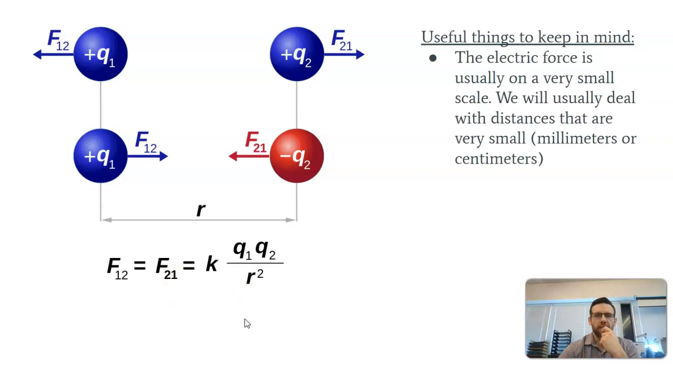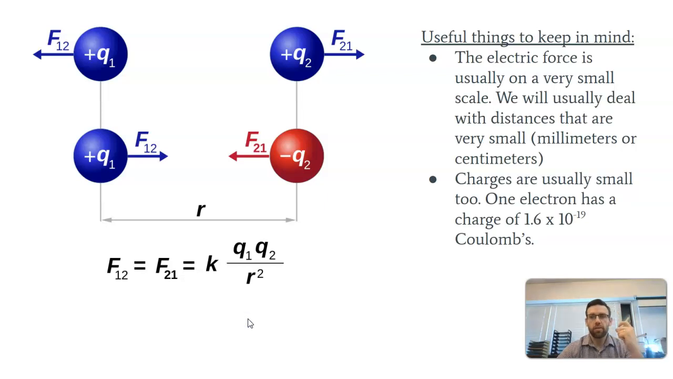So some important things to keep in mind. The electric force is usually on a very small scale. We usually are dealing with things that are very, very small, millimeters to centimeters apart. And the charges are usually very small too. So one electron has a charge of 1.6 times 10 to the negative 19th coulombs.